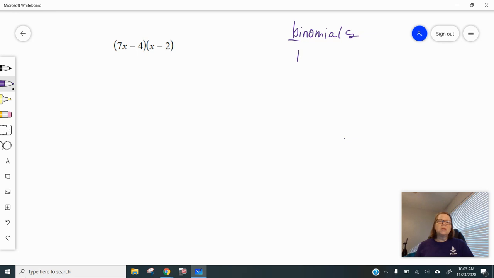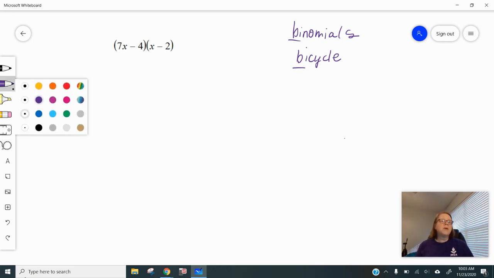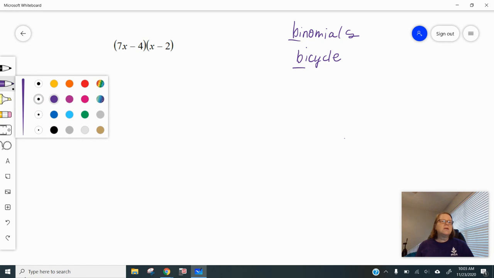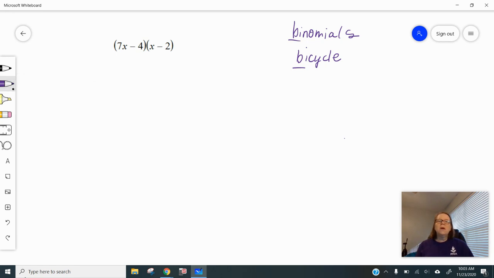have two parts, just like a bicycle has two wheels, right? I mean, you know that about language, you know that about prefixes and stuff like that, and I won't get into that because you know more about it than I do. Okay, so when we're multiplying binomials, it just means we're multiplying two things that have two parts in them. Like this one has 7x and a minus 4. So those are the two parts. And then we're multiplying those two pieces together. So we're multiplying this binomial times this binomial.